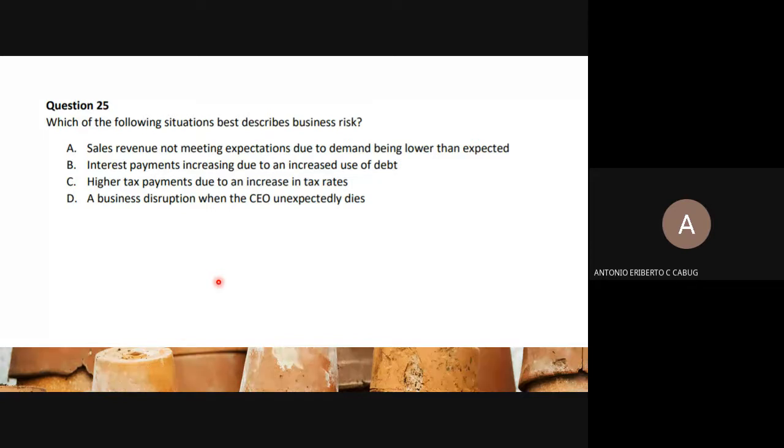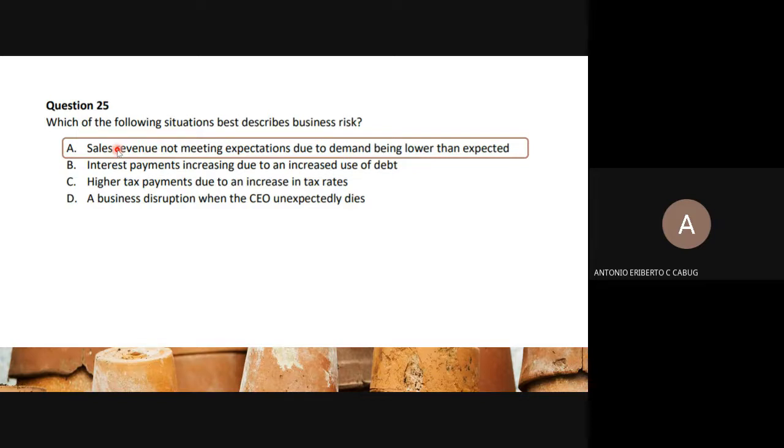Enter now. Enter your answers now. Business risk is the risk that you're not going to earn a profit or your profit is lower than expected. No? It's basically the definition of enterprise risk. Business risk is that your earnings or cash flow will be lower than expected or worse, it will be a loss. Sales revenue not meeting expectations due to demand being lower than expected. This would result to a lower profit. Lower sales, lower profit, or worse, you will incur a loss. Operate at a loss. That is business risk.